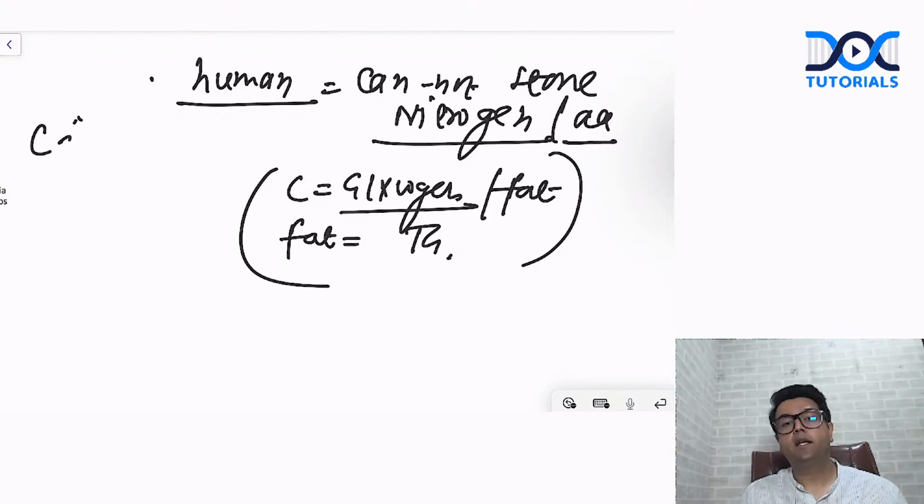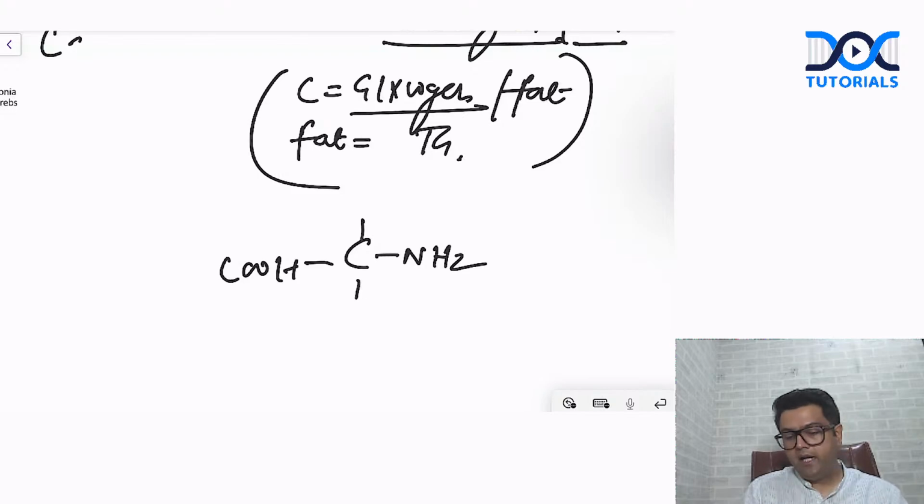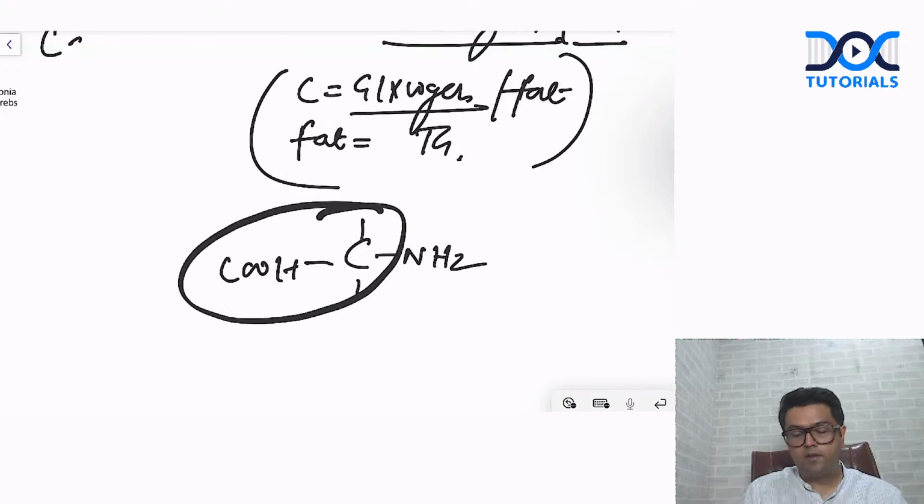So guys, that is why this nitrogen, which is a part of amino acid, as we all know, is made of two things, amino group and acidic group, right? So I can use all the carbons. Carbons can be utilized by human beings as a source of energy, but I cannot use this nitrogen. So guys, this nitrogen has to be excreted out, right?